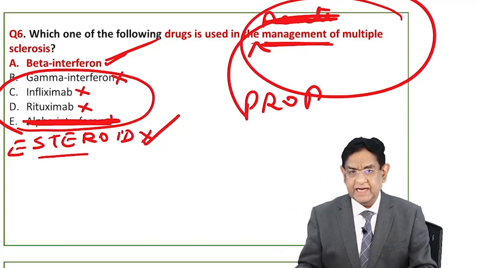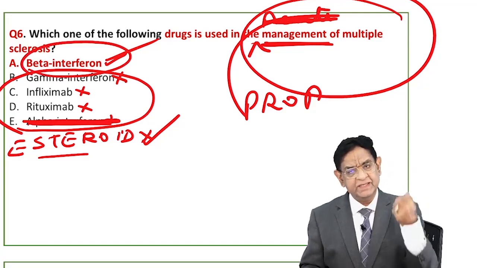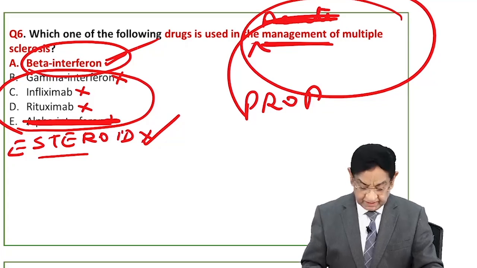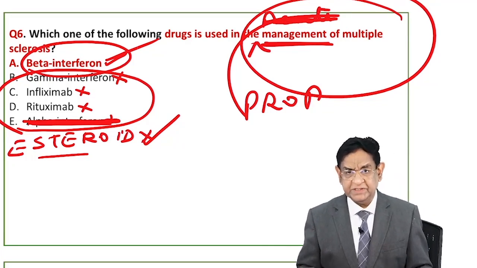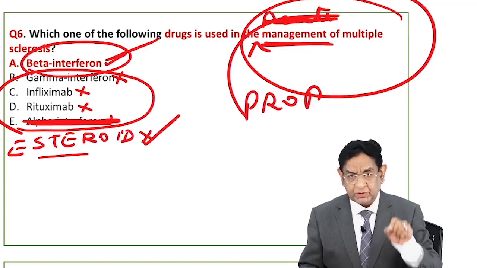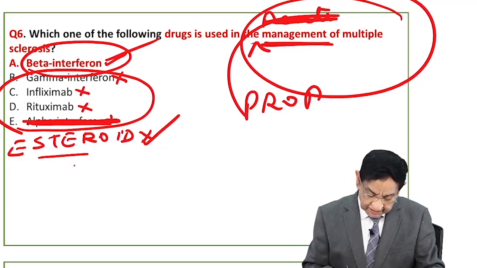And one more thing, as of now, if you are getting beta-interferon anywhere, it is multiple sclerosis. Because alpha-interferon and gamma-interferon we use in many other conditions. But beta-interferon, as of today, we use only in multiple sclerosis. So you can say it's the golden line to remember.